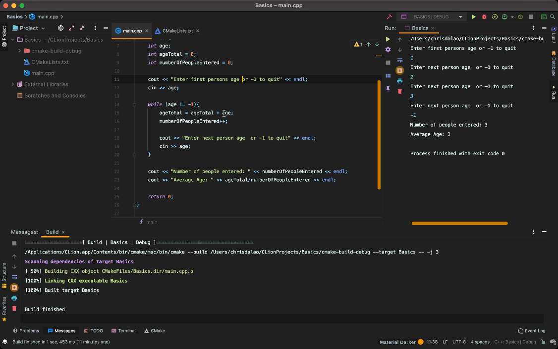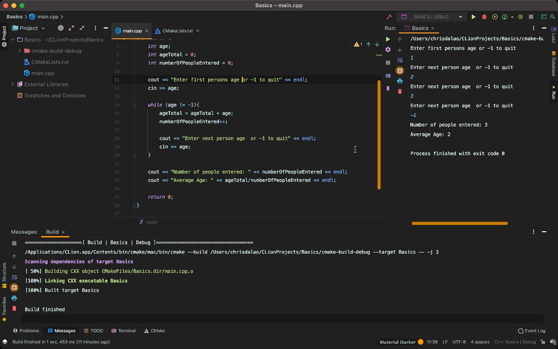And while we're in the loop, basically what we're doing is taking the age total and adding age to it. Age total is initialized at 0. So in this scenario, I had 1. It takes 1 at age total. And on the next loop, it takes 1 and then adds 2 to it, whatever is inputted, and so on and so forth. And 3 adds 1 and 2, which is 3, and then 3 is added to 3. And the number of people entered is incremented by 1 in each loop.